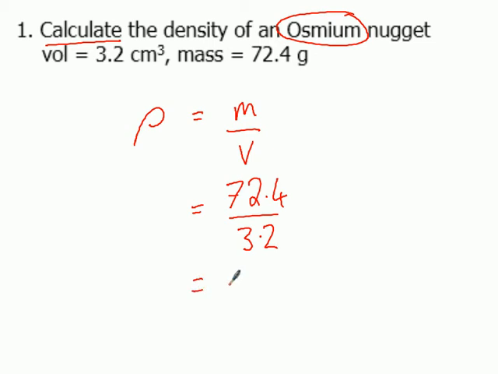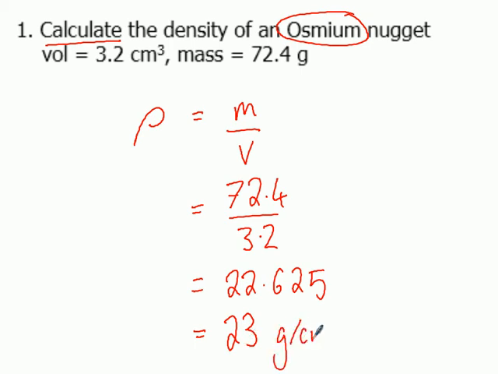We then write the answer, 22.625, but it isn't appropriate to write this many figures, particularly when we notice that the 3.2 is only two figures. So of the three figures there and the two figures there, we should really only write our answer to two figures. So we'll write 23, and now we must add the units, grams per centimeter cubed, not kilograms per meter cubed, because of the question units.